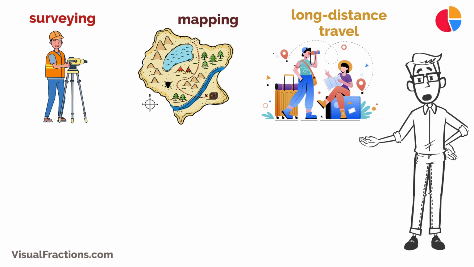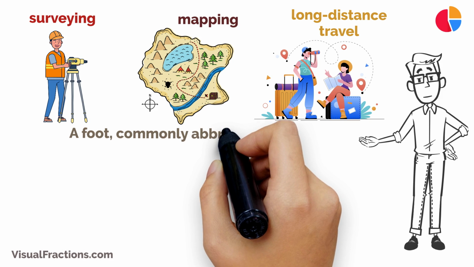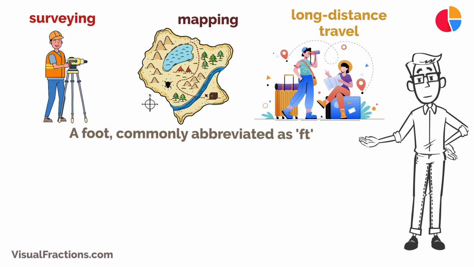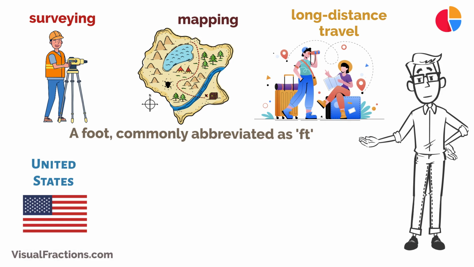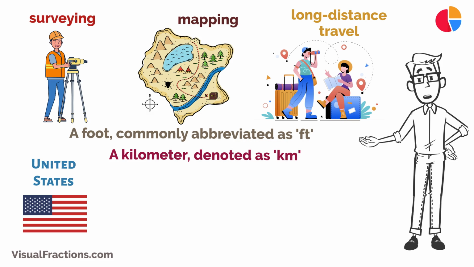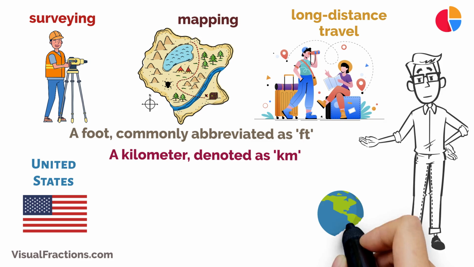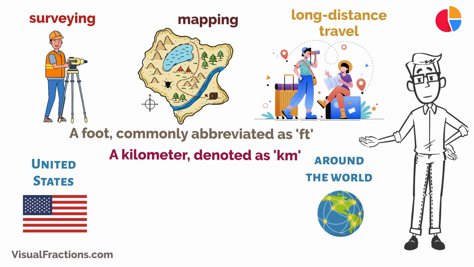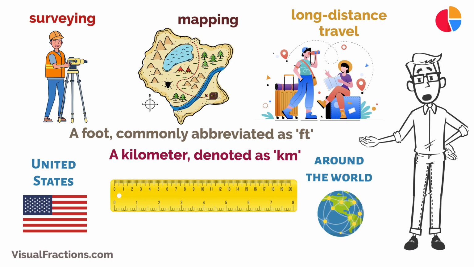Let's cover the basics. A foot, commonly abbreviated as FT, is a unit of length used primarily in the United States and a few other countries using the imperial system. A kilometer, denoted as km, is a unit of length in the metric system, widely used around the world, especially for measuring large distances. Here's the key conversion factor.